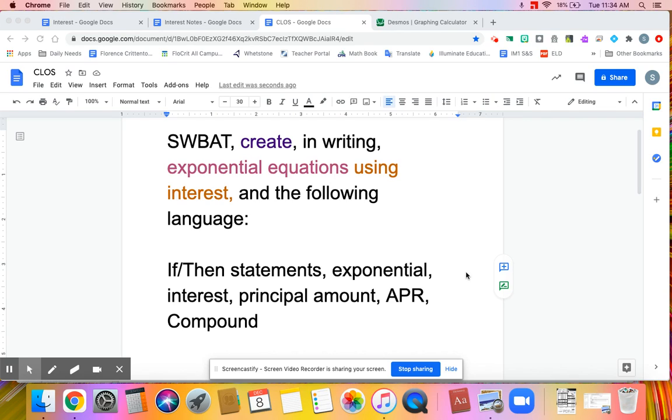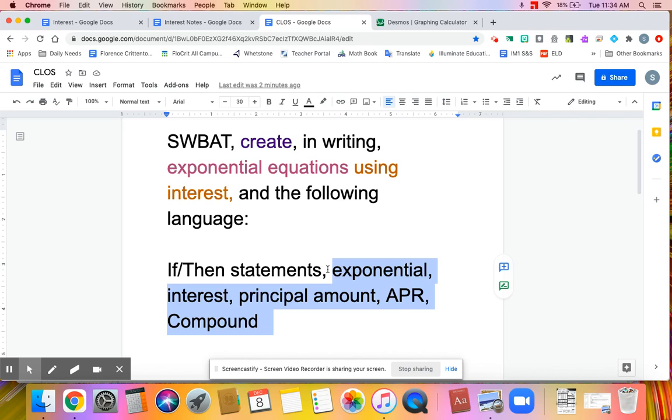All right, so if we begin with our vocabulary words, remember if-then statements is just how I want you to speak at the end when you paraphrase what you've learned. So you might say, if the equation's an exponential and has this interest, then blah, blah, blah. And then you'll try to use these vocabulary words.